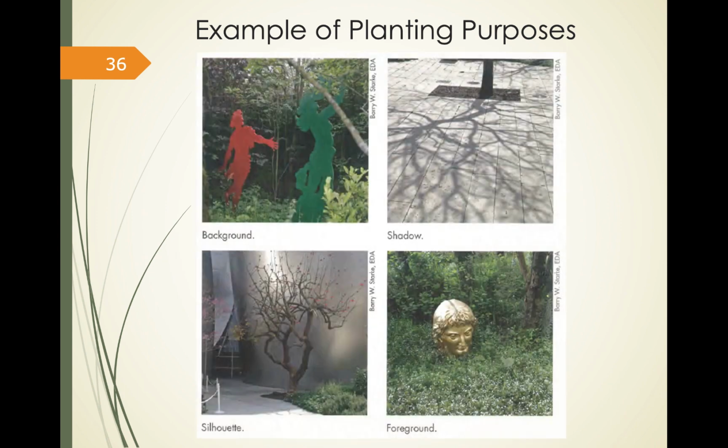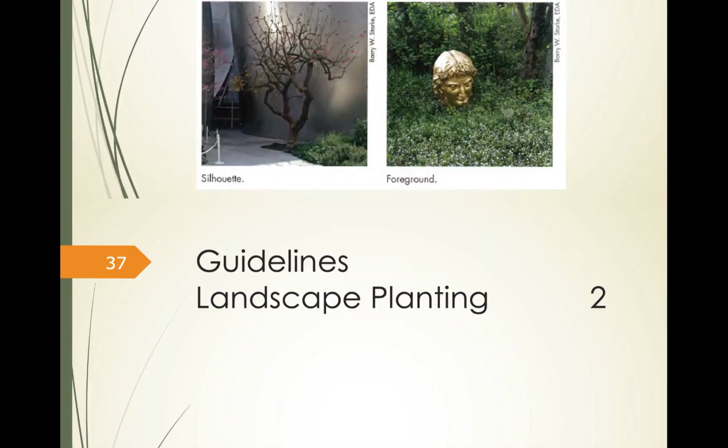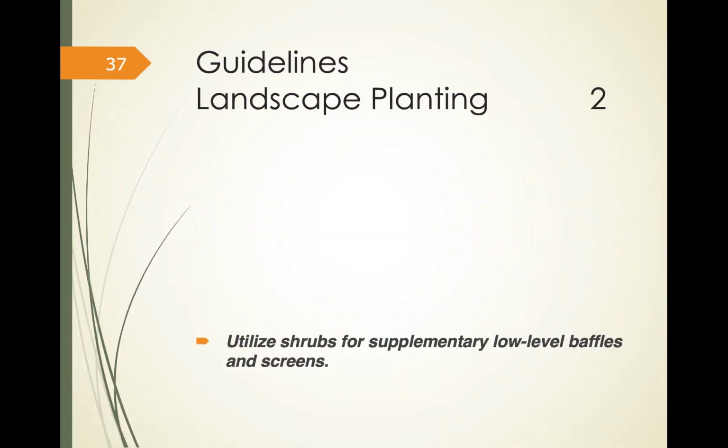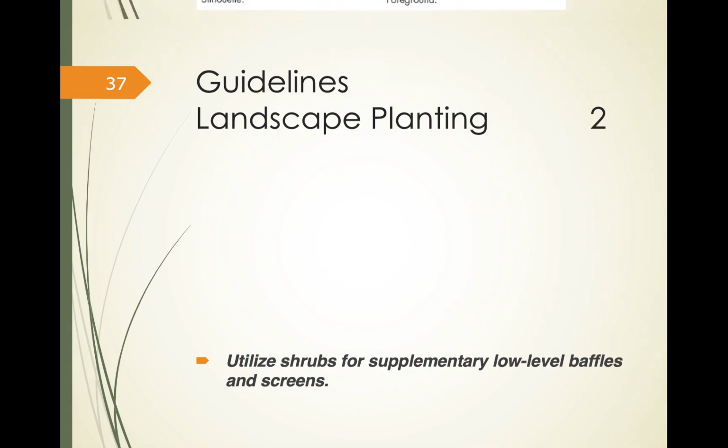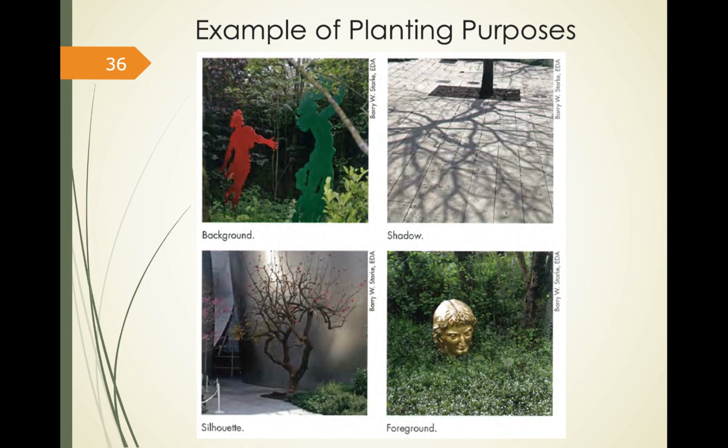Example of planting proposals. This is the example of planting proposals. Plants for background, plants that act as silhouette, planting proposed for their shadow, and planting for foregrounds.